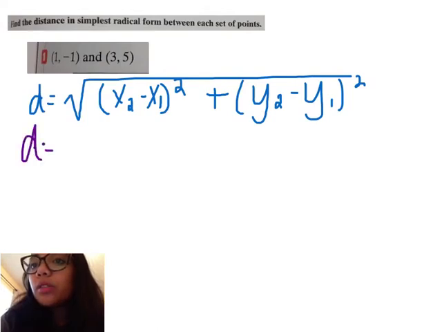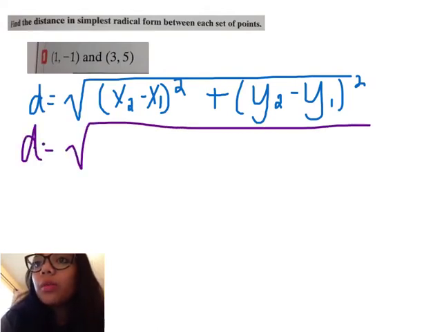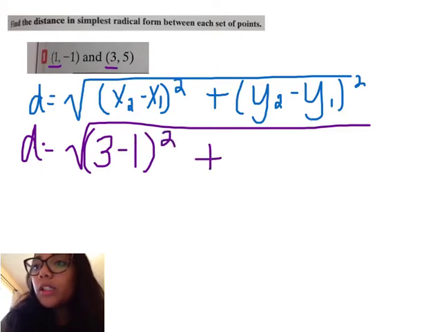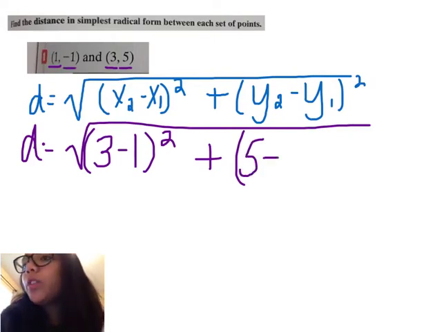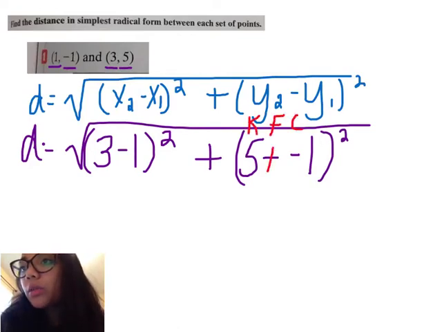Distance equals the square root of x2, which is 3, minus x1, which is 1, squared, plus y2, which is 5, minus negative 1. You have to put the negative 1 and then squared. So I'm going to make this look a little prettier, and I'm going to do keep, flip, change so I know what I'm doing, and that's going to be 5 plus positive 1.